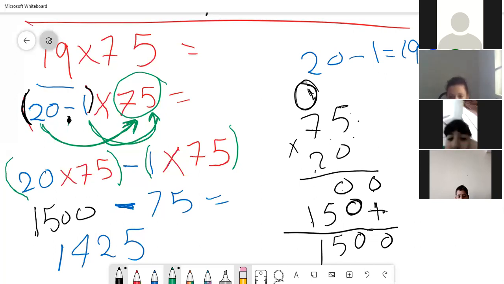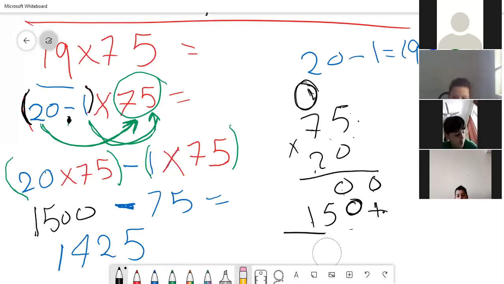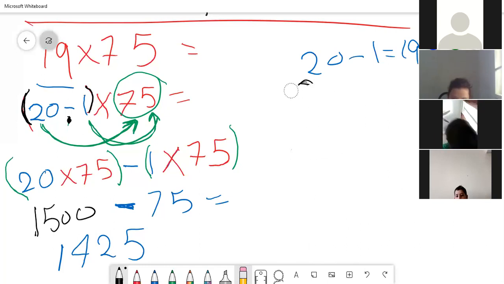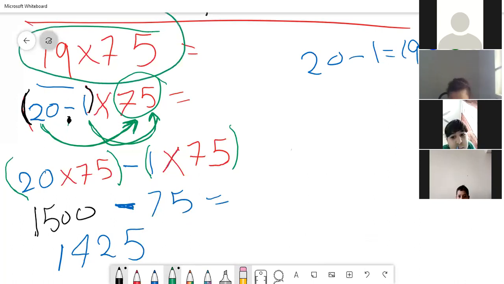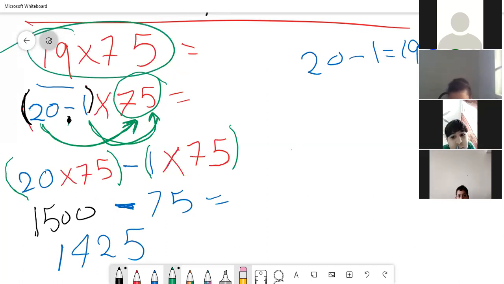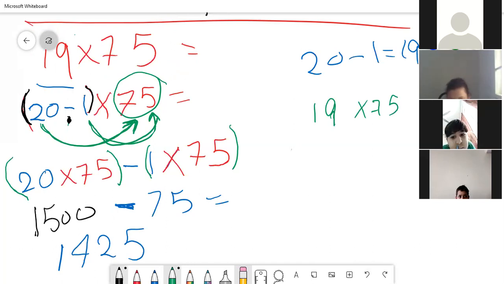Now, what does this mean? Any question? Sarah, do you have a question? Right. What does it mean? Multiplying 19 by 75 is the same as multiplying 20 by 75 and minus 1 times 75. How many groups here? 19 groups, right? Times 75, right? You know what multiplication is?